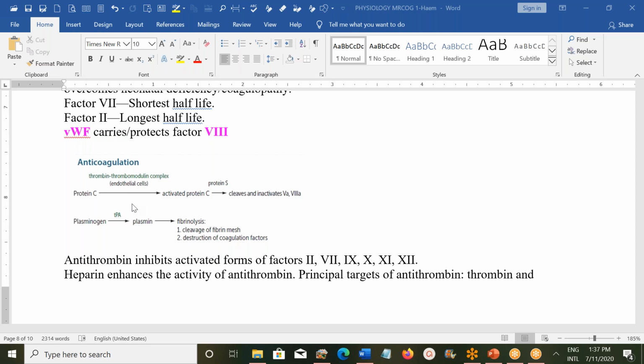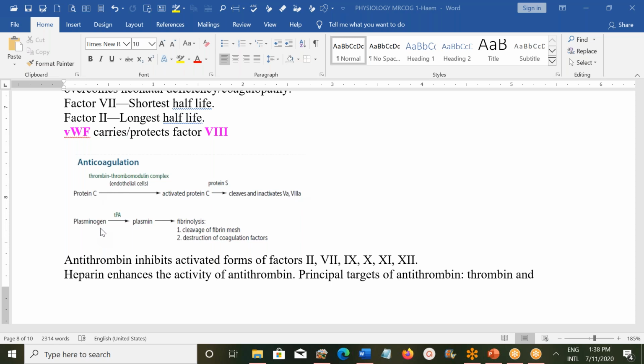Okay? So how does anticoagulation activity in the body continue? We have protein C. If there is a thrombin-thrombomodulin complex, it is present because there was some endothelial injury, and protein C was activated. In the presence of protein S, it caused cleavage and broke down factors 5A and 8A. So that's why the clot didn't form. This is the action of activated protein C.